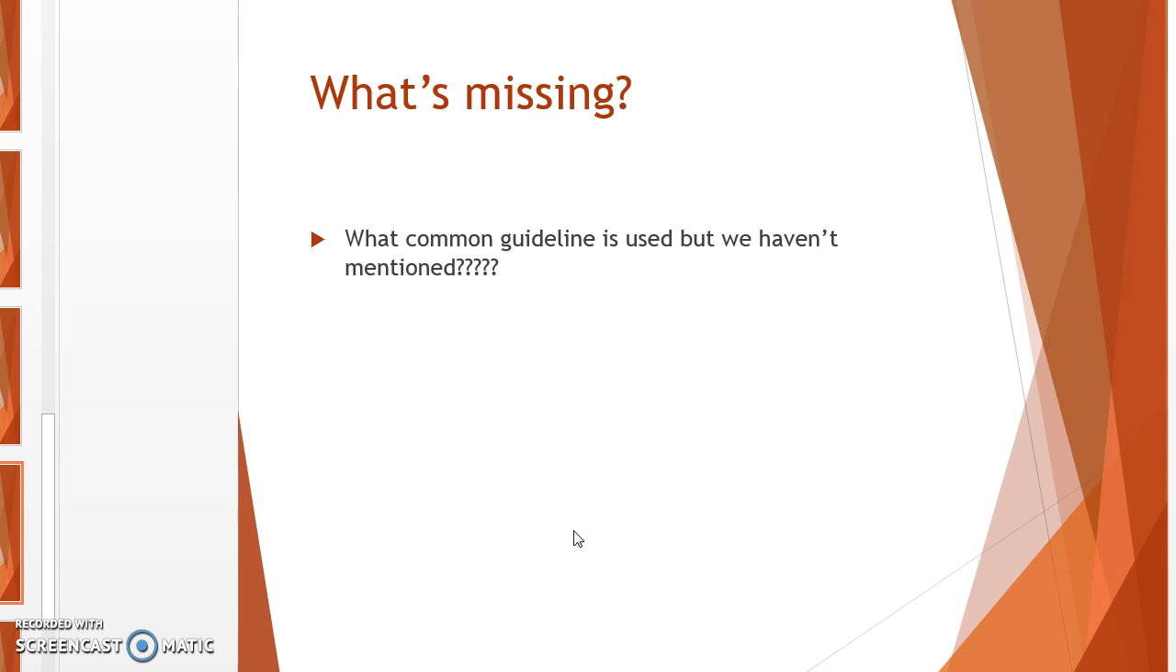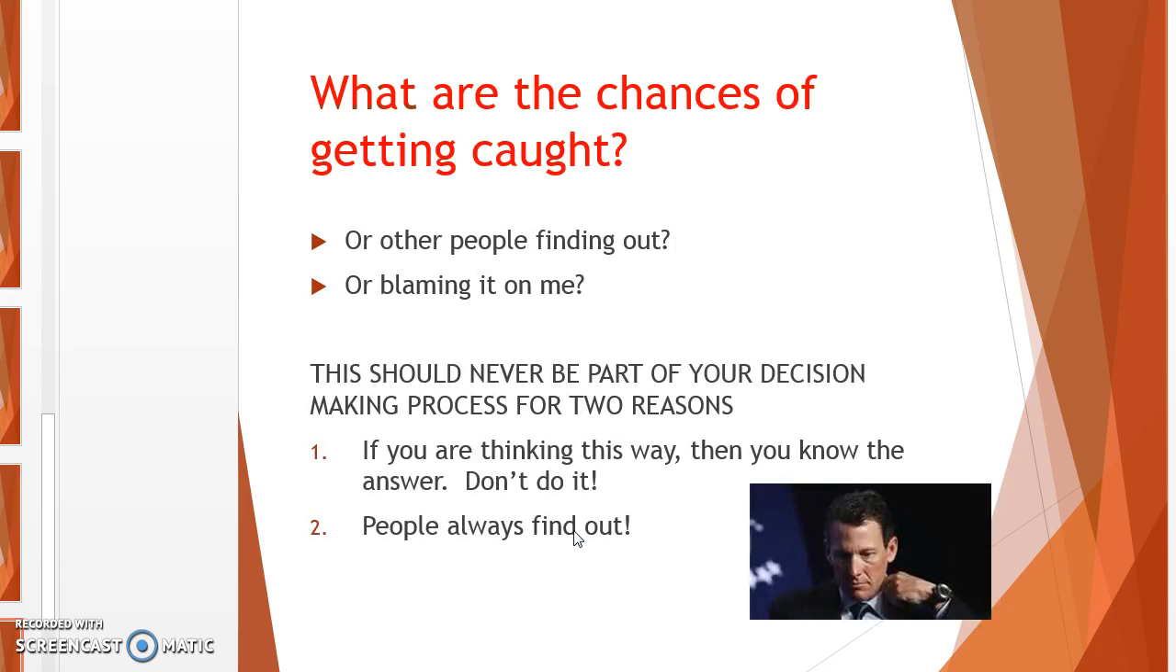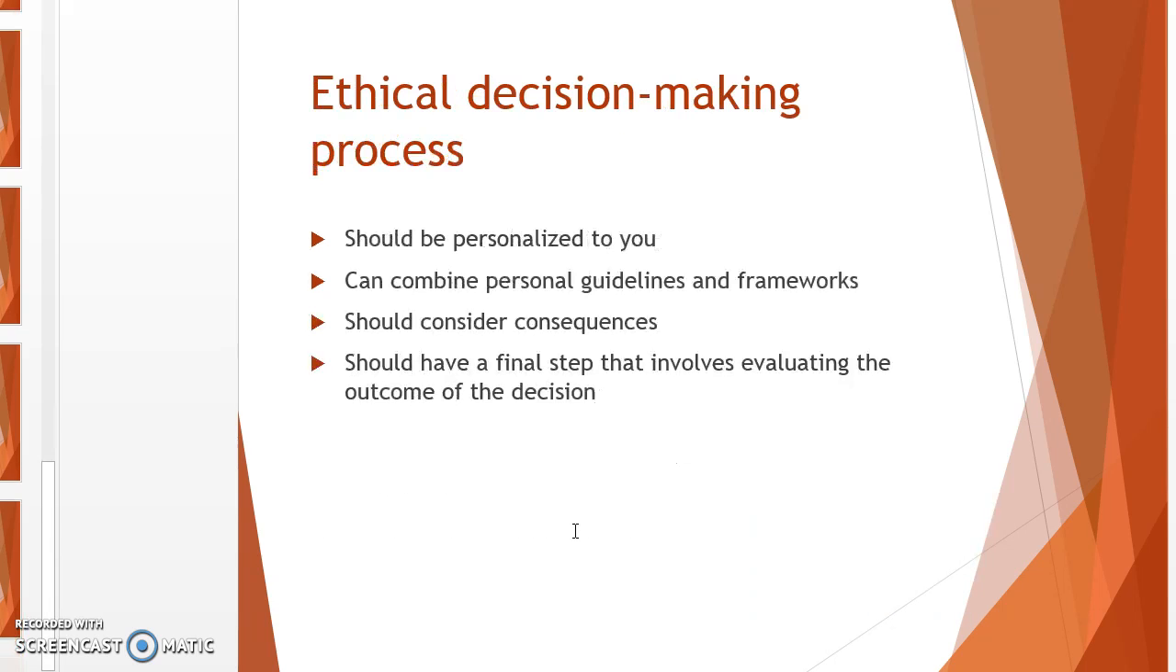Have you noticed that there's something missing? Well, a common guideline that a lot of us use is not in this list. What are the chances of getting caught? This should never be a part of your decision-making process for two reasons. One, if you're thinking this way, then you know the answer. Don't do it. And two, people always find out. And I'm going to say that one again. People always find out.